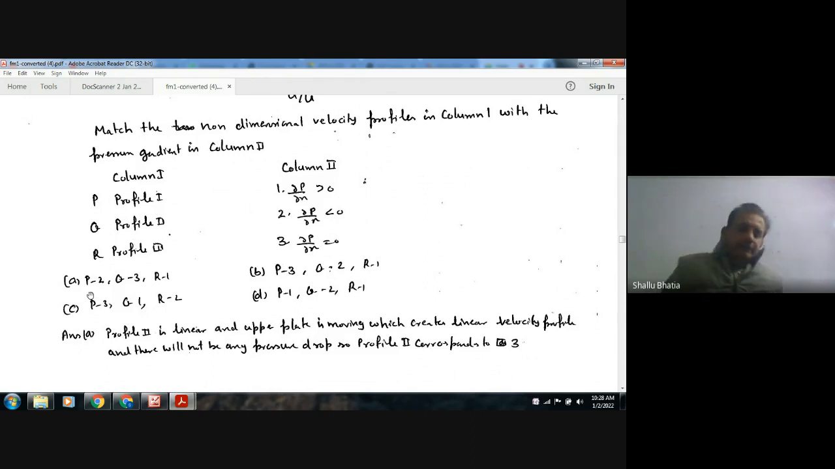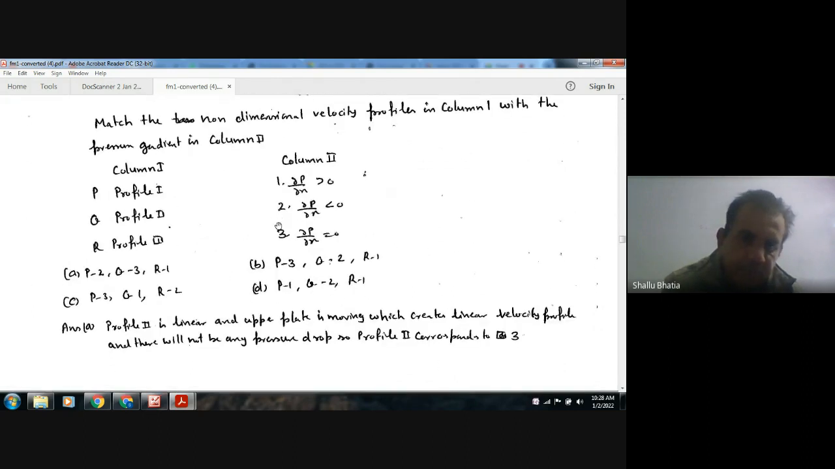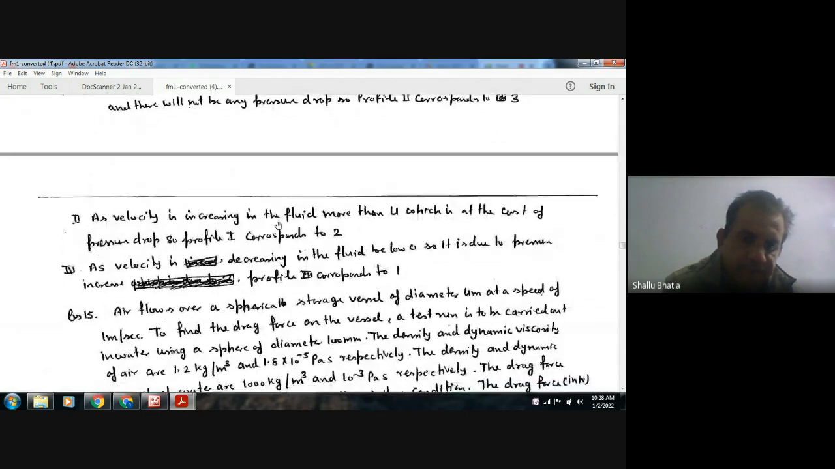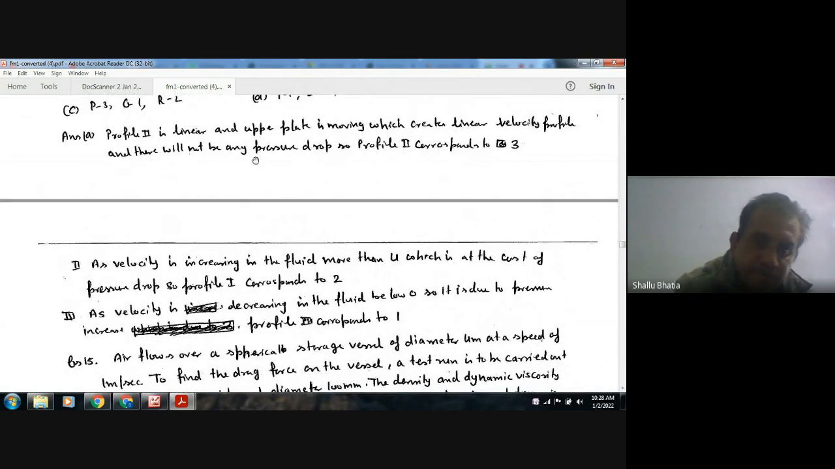Whereas when profile 1 is mentioned, the change in pressure with respect to x will be less than this. This is your profile 1. Option A is the answer, let us see the explanation. Profile 2 is linear and the upper plate is moving, which creates a linear velocity profile. There will not be any pressure drop, so the pressure gradient for profile 2 is zero.